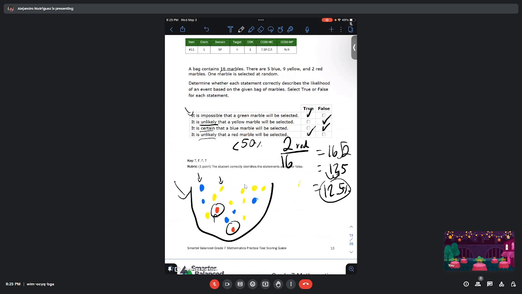The tricky part here is figuring out what it means to be unlikely. For something to be likely, we would say that it happens more than 50% of the time. And for something to be unlikely, we would say it has to happen less than 50% of the time. All right. Hope that makes sense.